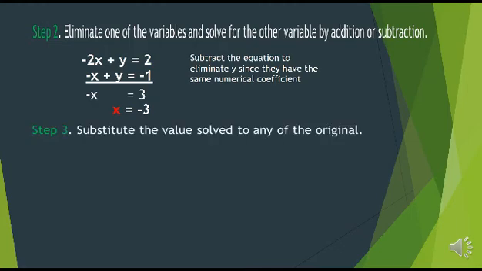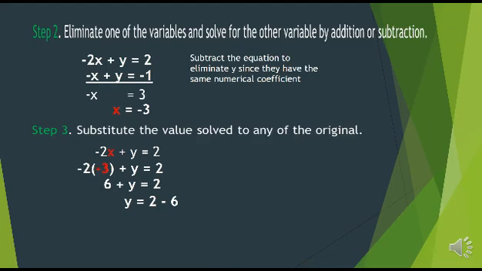Next, step 3. Substitute the value solved into any of the original equations. So we can substitute the value of x. If you substitute into negative 2 times x plus y equals 2, the value of x is negative 3. So negative 2 times negative 3 plus y equals 2. Negative 2 times negative 3 is equal to 6 plus y equals 2. Y is equal to 2 minus 6, but we will add to eliminate this 6 on the left side.